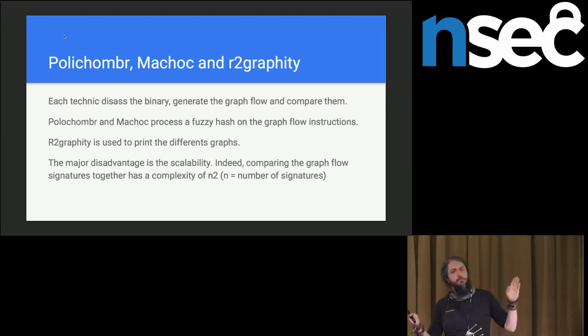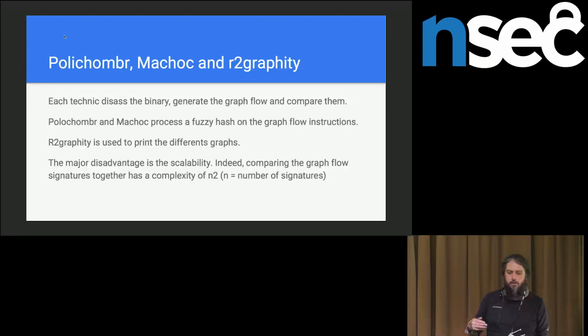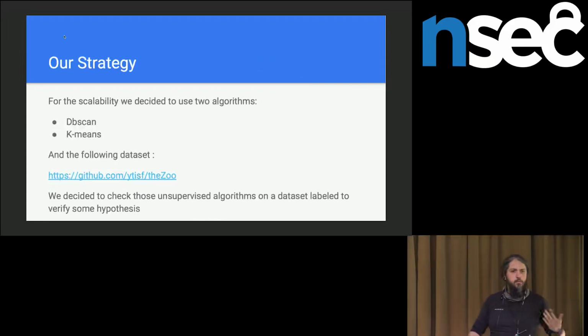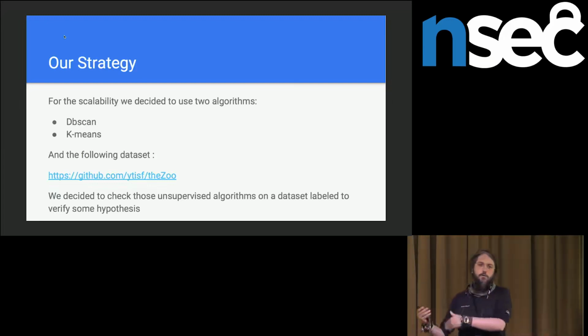Because when you make an SSDeep clustering, you have a quadratic complexity of queries. So for scalability, we decided to use two unsupervised algorithms: DBSCAN and K-means. The following dataset you can download from this repository named theZoo. The dataset is correctly labeled by analysts, so it's very useful to design your vector of features to make clustering. Because in machine learning, the first problem is designing the vector of features. You must have a good vector of features to have a good classification or a good clustering.